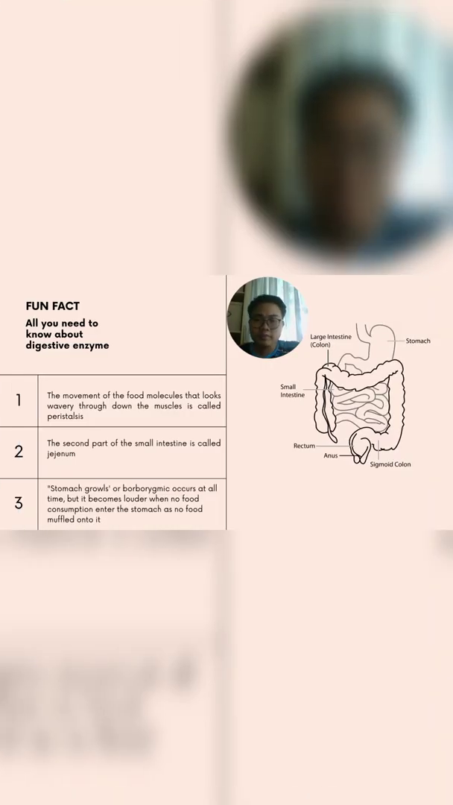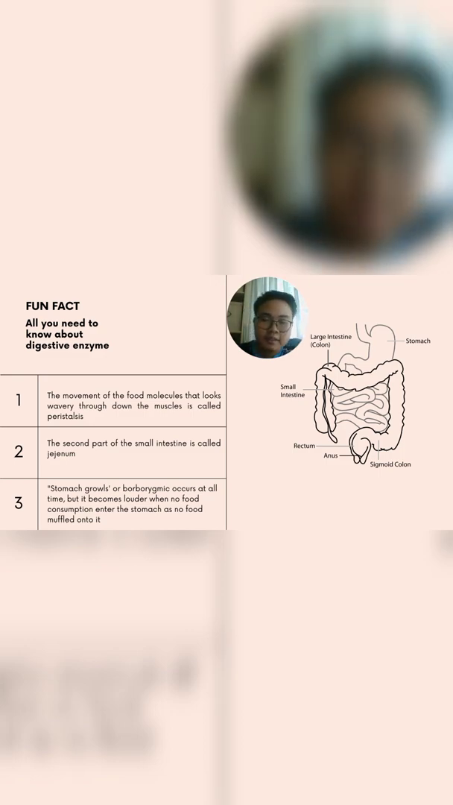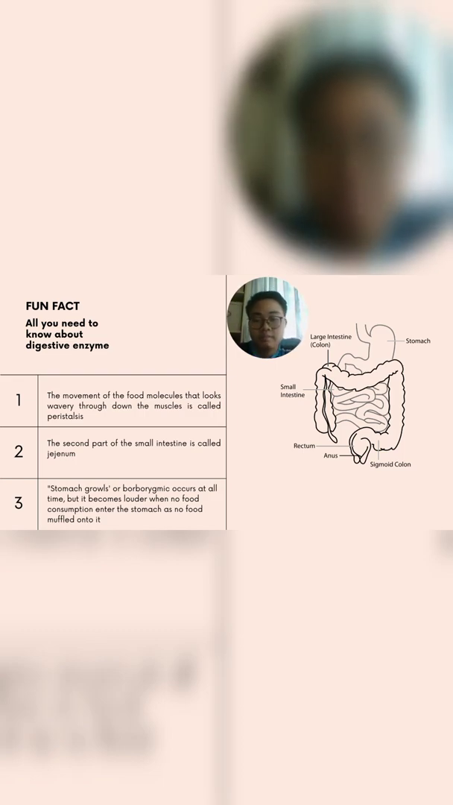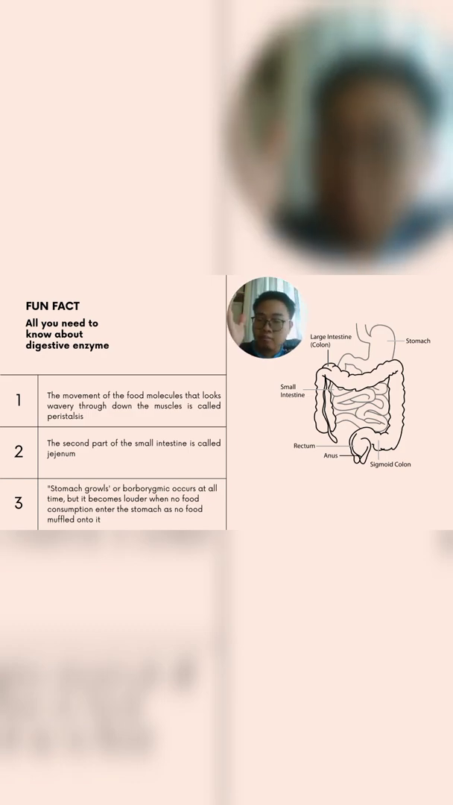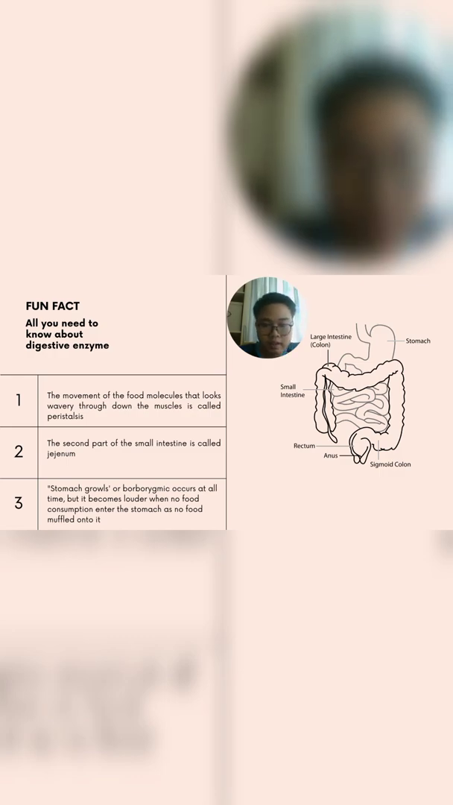Let us know about 1 or 2 or 3 fun facts that you need to know about our digestive system. Firstly, the wavy movement of food molecules down through the muscles in our digestive tract is called peristalsis. Secondly, another part of our small intestine is called the jejunum. This part is located between the duodenum, which is the first part of the small intestine, and the last part of the small intestine, which is the ileum. Another one is stomach growls, or borborygmi, which occur all the time, and become louder when no food is consumed because there's no food to muffle them.